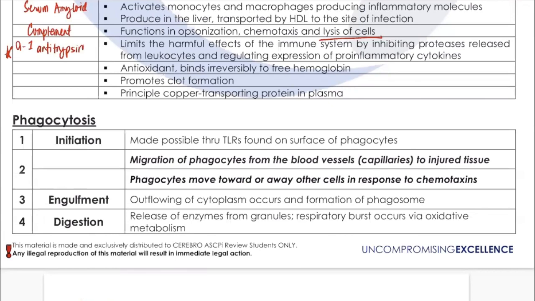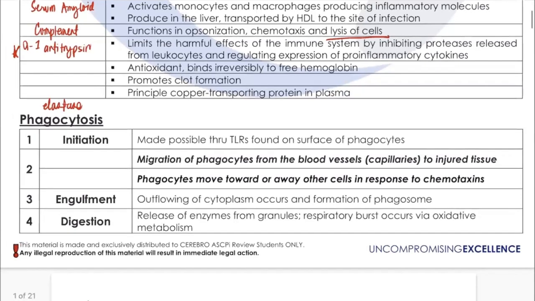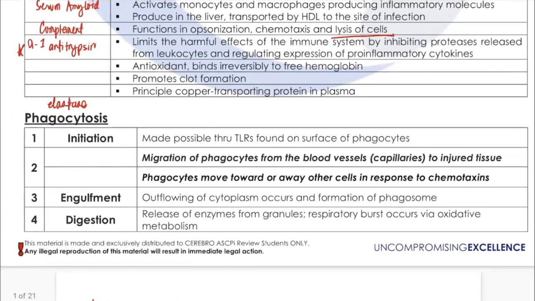Yung nangyayari kasi, whenever there is infection, for example, syempre yung ating white blood cells, aligagayan sila. They will do everything in order to eliminate the offending agent. So nagre-release sila ng substance, tawag natin doon elastase. And this elastase is an example of a protease that is released by white blood cells. Yung elastase, yes, it could kill the offending agent, but it is also non-specific. So whenever elastase is excessive in our circulation, it could destroy normal cells in the body.